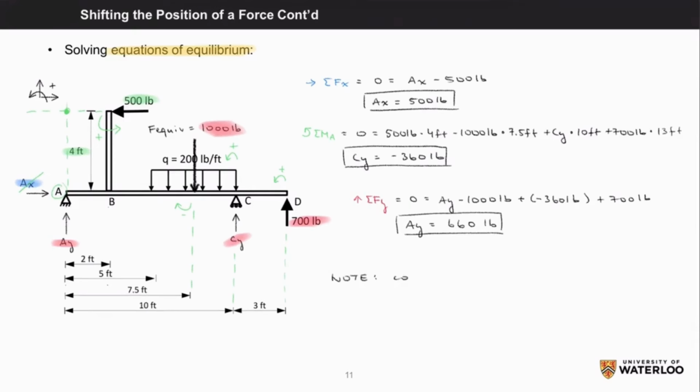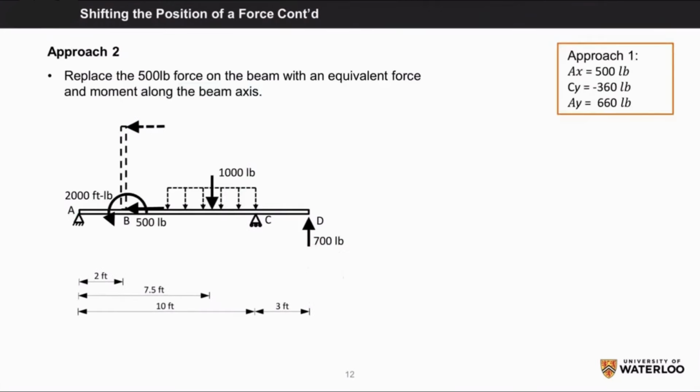Note that instead of taking the sum of vertical forces as in the third equation, we could have taken the moments about C to solve for AY. In this second approach, we will use what we have learned in this section and replace the 500-pound force on the beam with an equivalent force and a moment along the beam axis, and then proceed as before.